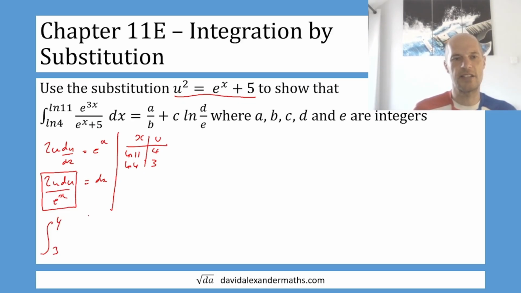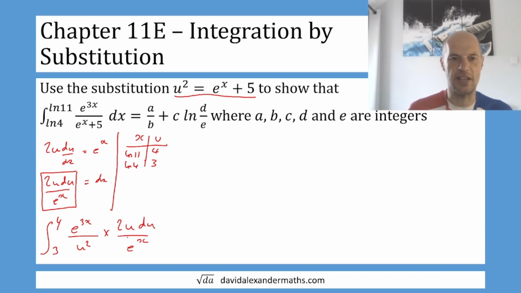e to the 3x is a little bit nasty, so I'll just leave that as it is for now. All over e to the x plus 5, we know is u squared, and that is going to be multiplied by 2u du over e to the x. Okay, so some relatively easy things we can do here.